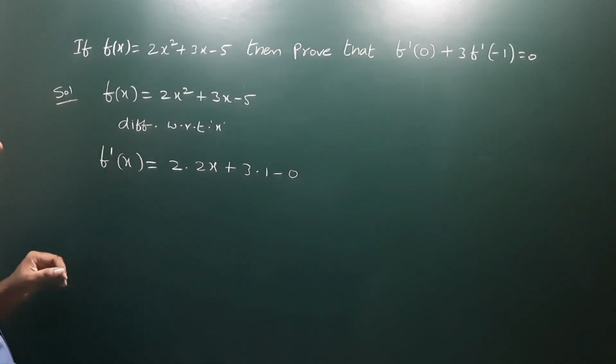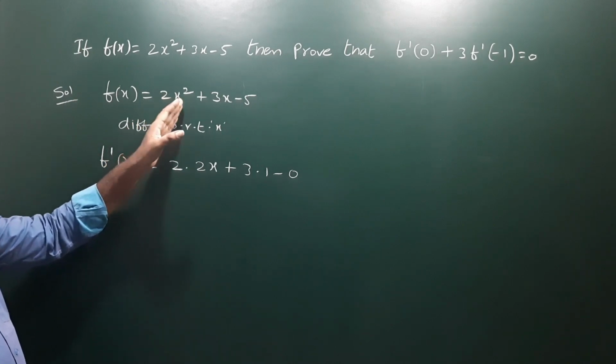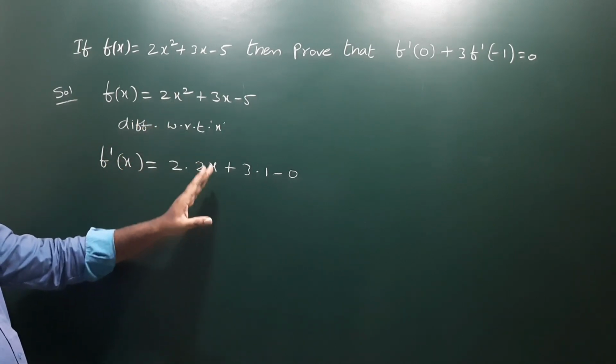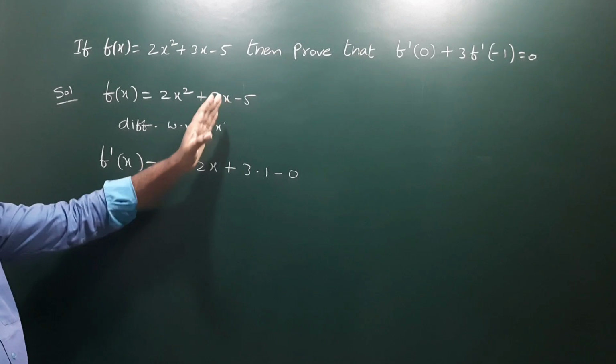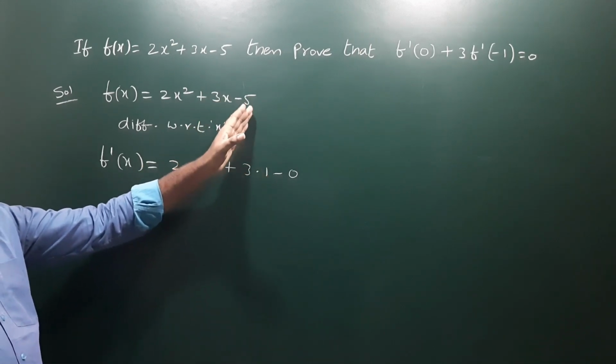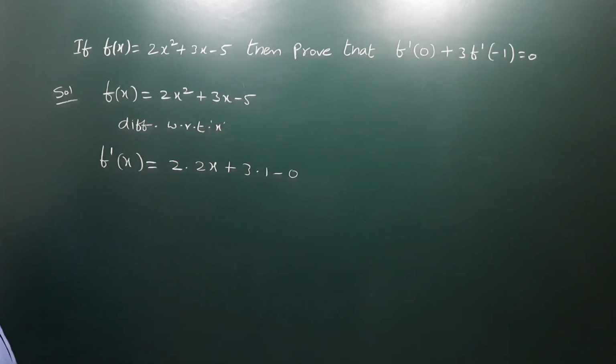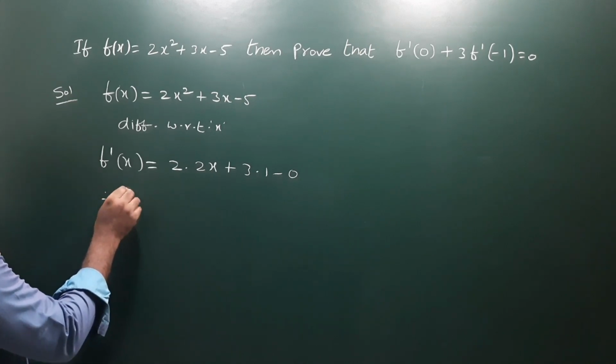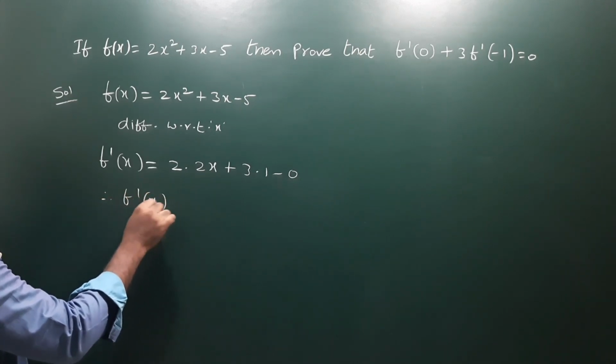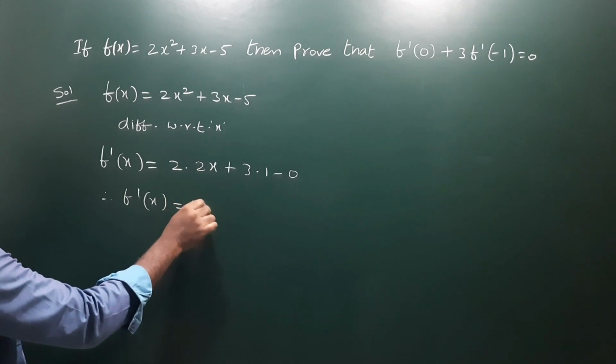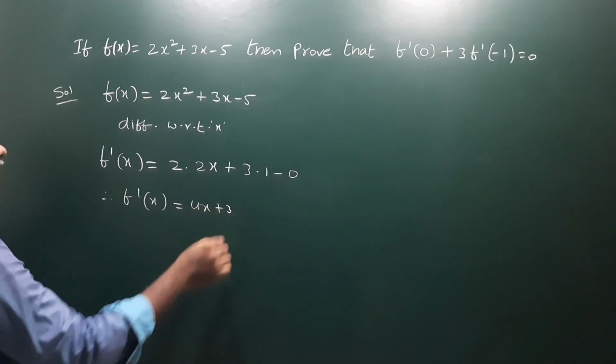Its derivative is 0. So keep the 2 aside and differentiate x², derivative of x² is 2x. Keep the 3 aside and differentiate x, derivative of x is 1. Derivative of 5, it is purely a constant. Its derivative is 0. Therefore, f'(x) is equal to 4x + 3.